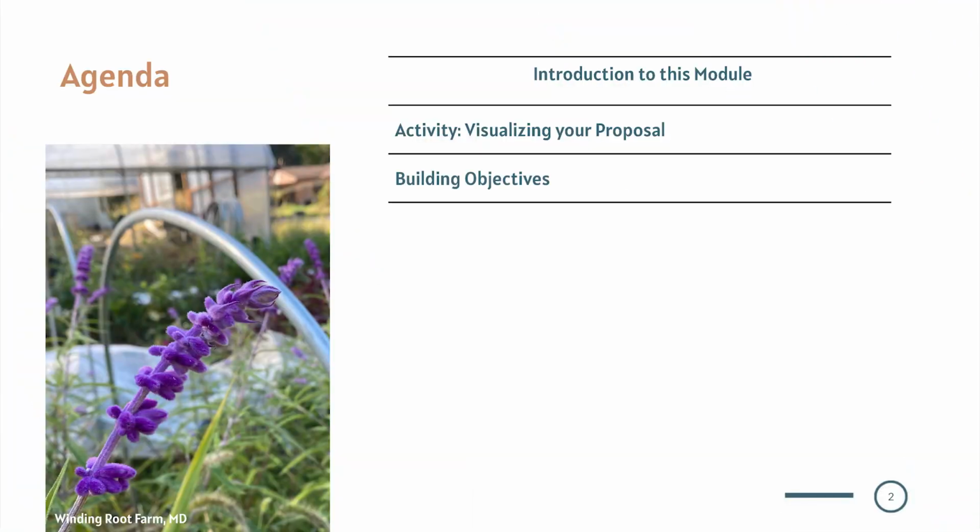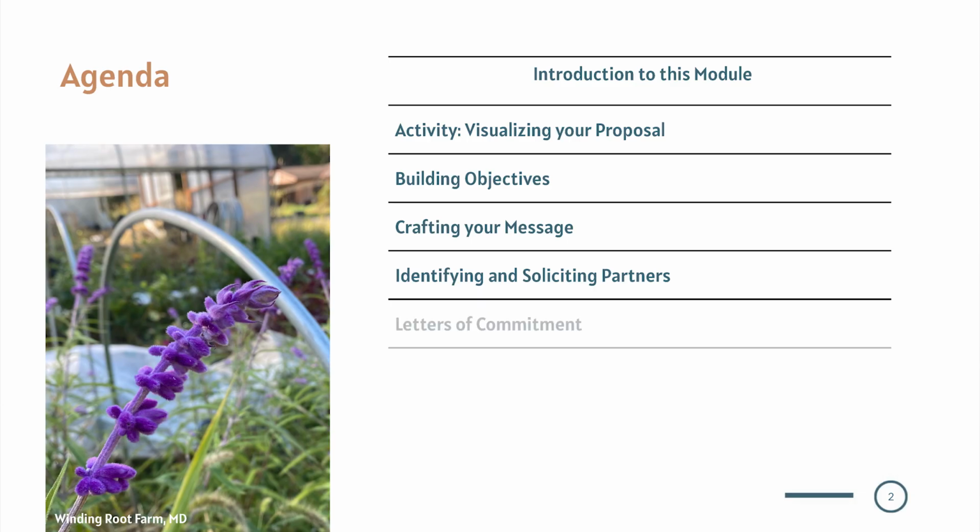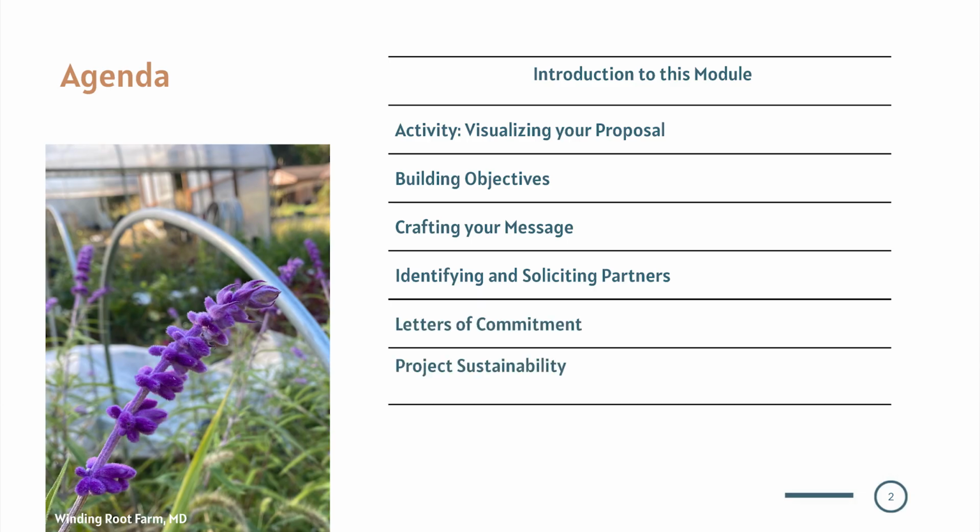Welcome to Module 2, Framing a Proposal. So to recap, in Module 1, we covered preparing your organization to find grant opportunities and decide on which opportunities might be right for you. This module, Module 2, provides a comprehensive guide for crafting a successful grant strategy. We'll begin with an activity creating a visual representation of your proposal, strategy, and alignment. Then we'll talk about building your objectives, crafting your message, and identifying and soliciting partnerships, writing letters of commitment, and finally, project sustainability.